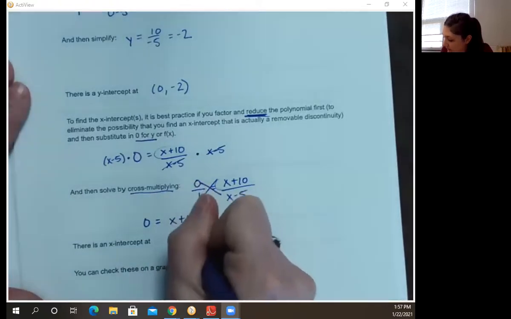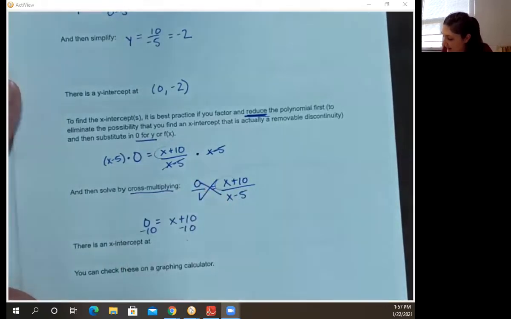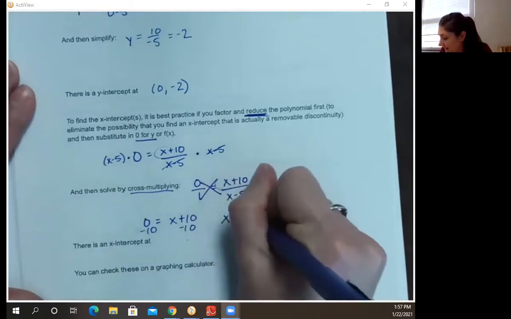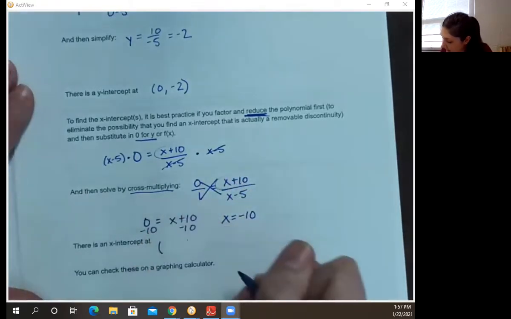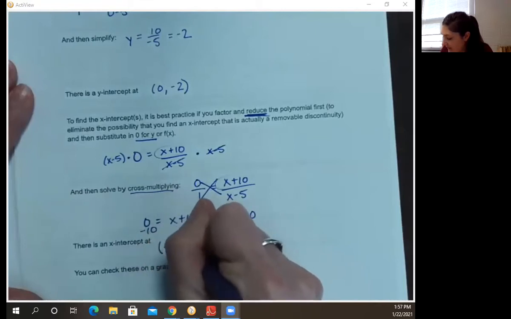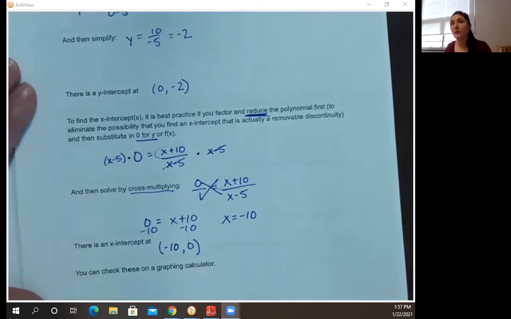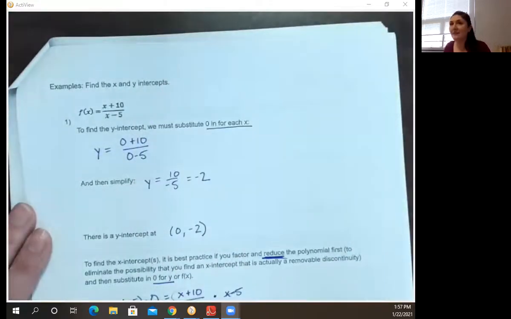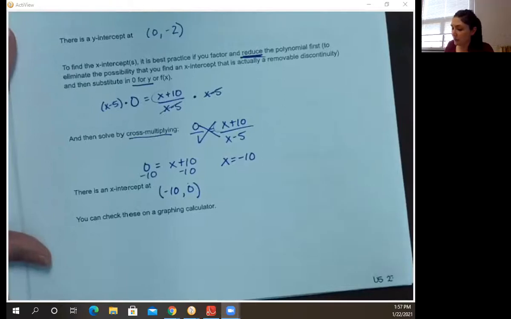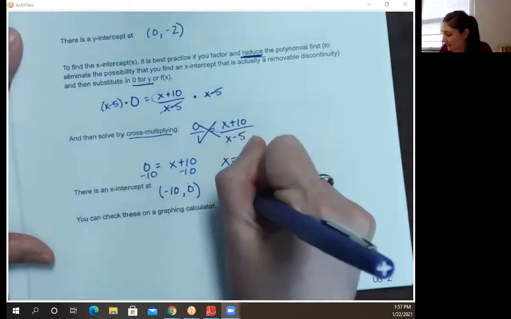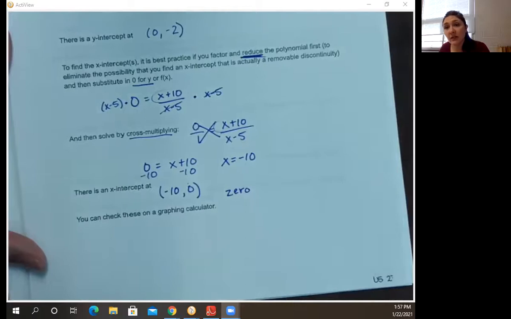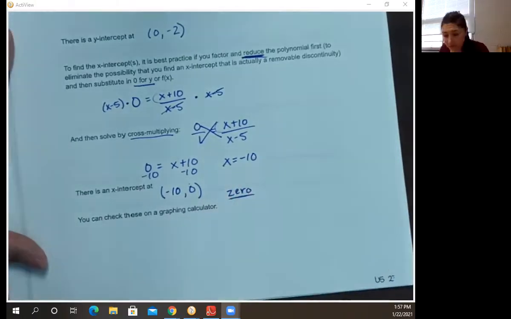Now I want to finish solving for x, so we're going to move that 10 to the other side, and we get x equals negative 10. So I have an x-intercept at negative 10, comma 0. I could check these on my calculator by graphing my original function and finding those x and y intercepts. Remember, x-intercepts, to find, that's the 0 function. When I choose menu and analyze graph, I'm looking for the 0. And then for my y-intercept, you can find that from your table or a graph trace.